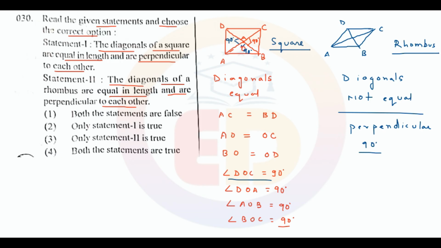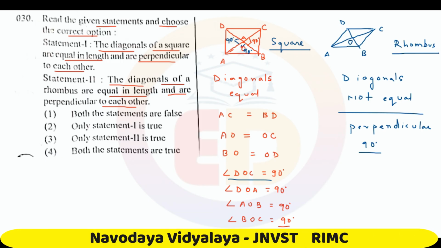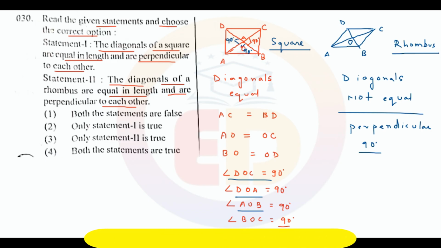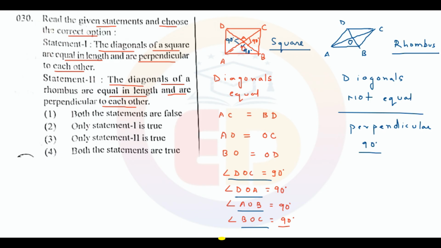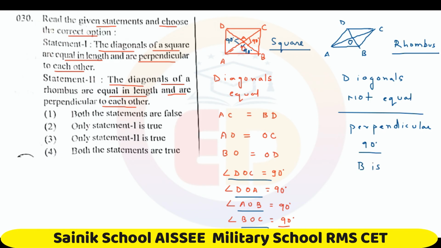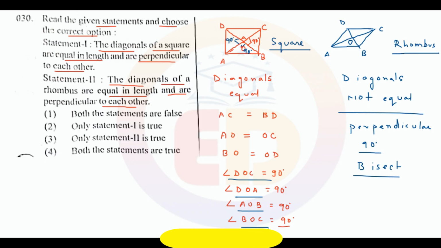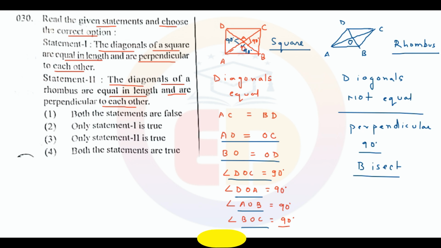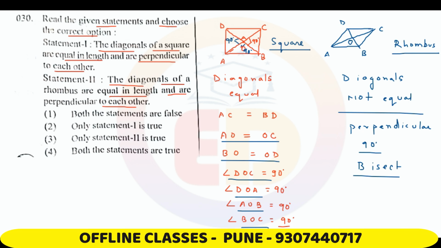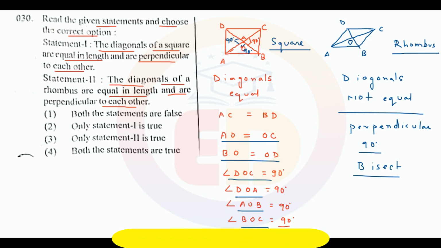If this is the point of intersection, then angle DOA is also 90 degrees, angle AOB is 90 degrees, angle BOC is 90 degrees. And they also bisect. The diagonals bisect each other. Means AO will be equal to OC and BO will be equal to OD. So a rhombus and a square have all the properties similar except that the sides are not equal.